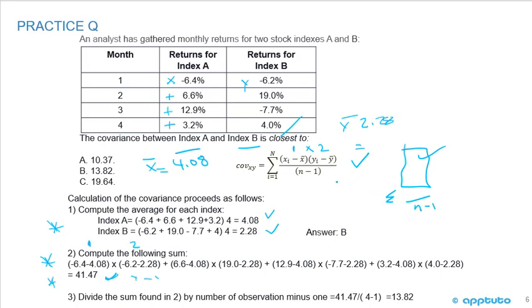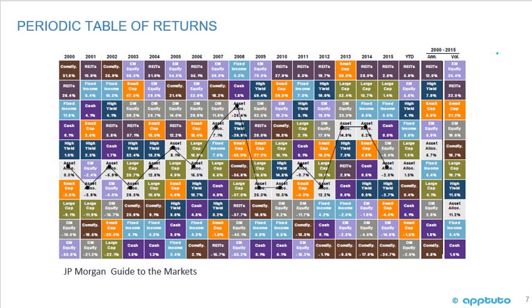And then, so don't forget, you're dividing by n minus 1. So when we totaled all that up, that was 41.47 divided by n minus 1, which is 3. We get 13.82. So the correct answer was B. Not a very difficult question, very mechanical, but as you can see, a lot of calculator keystrokes that you need to do in 90 seconds, so you want to be very fast and very accurate with your calculator.